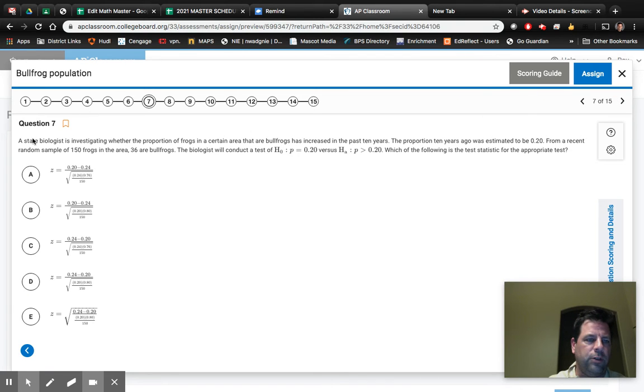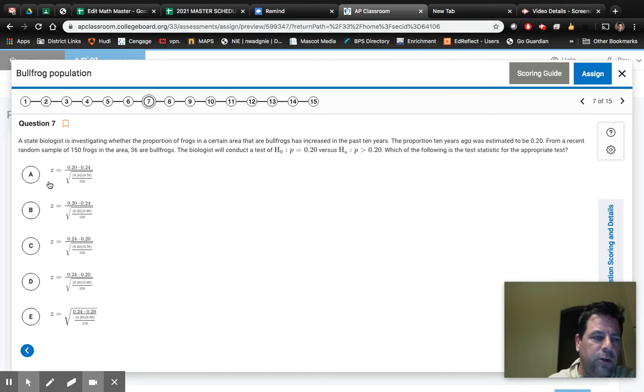Bullfrog population. A state biologist investigated the proportion of bullfrogs in a certain area. Bullfrogs have increased over the 10 years. The proportion is estimated to be 20%. So there's my H0 and there's my Ha. We think it's greater than. A recent sample of 150 found 36. Biologists conducted a test of this. Which of the following is a test statistic?